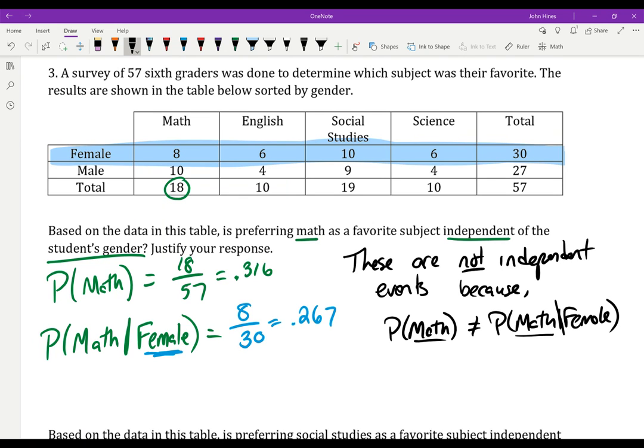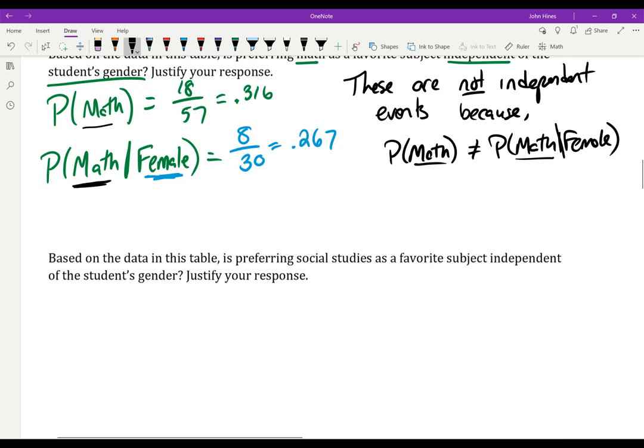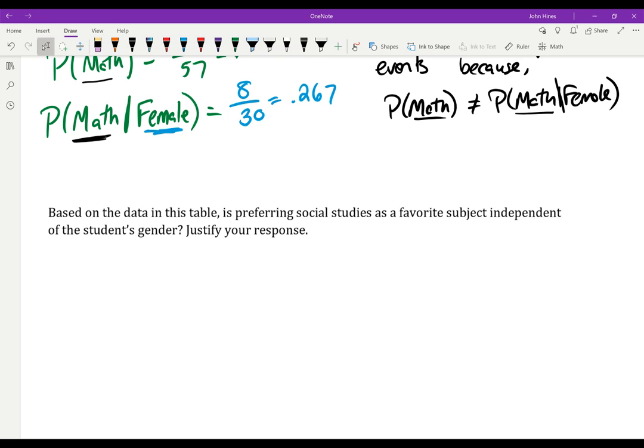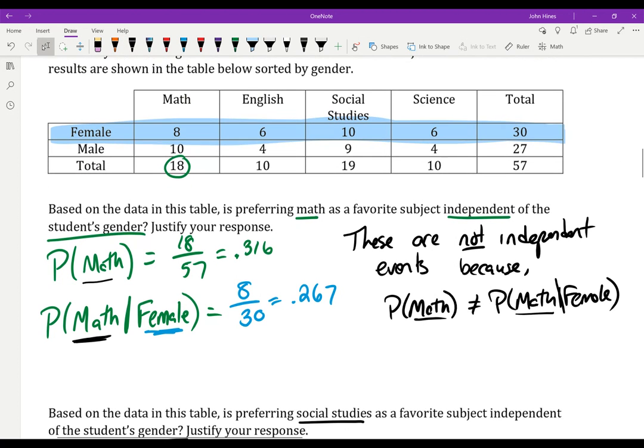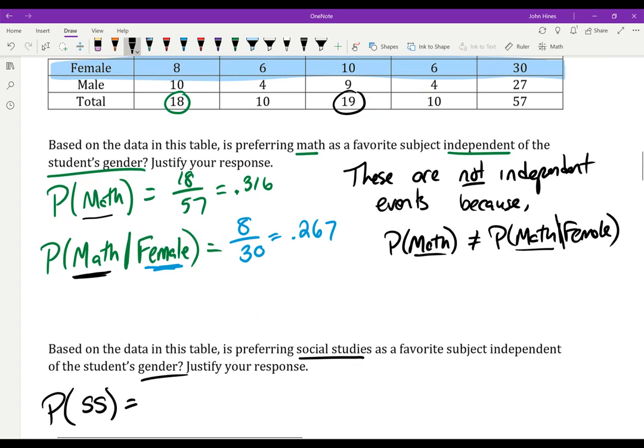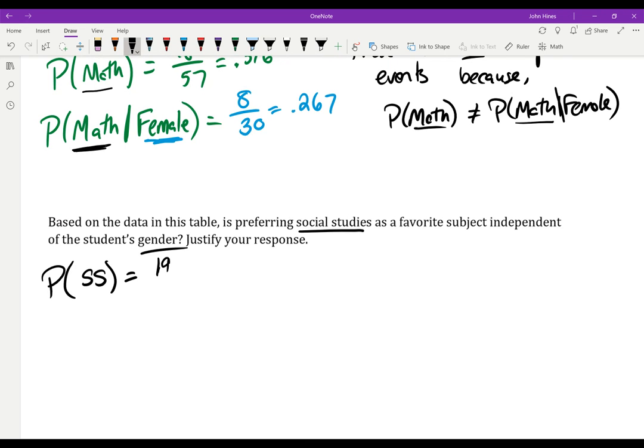So when we test for independence, we find a probability, and then we find that same probability with a condition and see if that changes the probability of the event occurring. So based on this data table, is preferring social studies independent of gender? So let's find the probability of social studies. How many kids like social studies? Well, 19 kids like social studies out of 57. 19 out of 57. If I type that into my calculator, I get a third, 0.333 repeating.